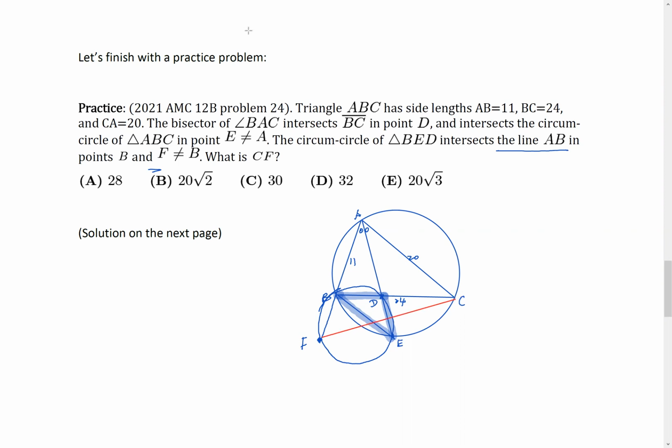Pause the video for a second, while I draw the graph. Supposedly, you don't even have the graph. You have to draw it by yourself. All right, so pause it and think about this problem.